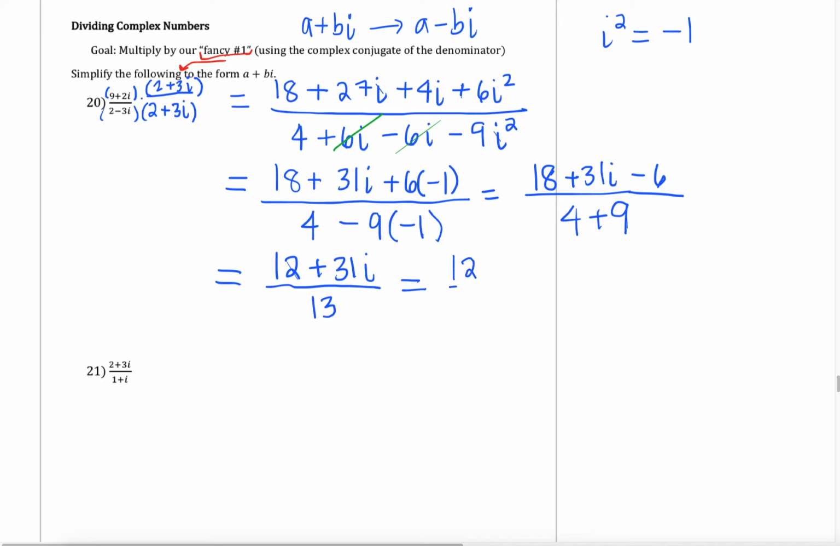have 12 over 13 plus 31 over 13 times i. And this will be our final answer. And although I still have fractions, I'm now in the form a plus bi, where a is that 12 over 13 and our b term is 31 over 13.